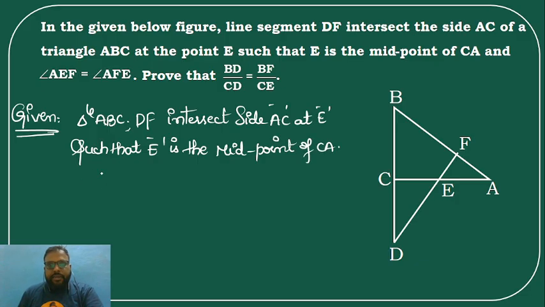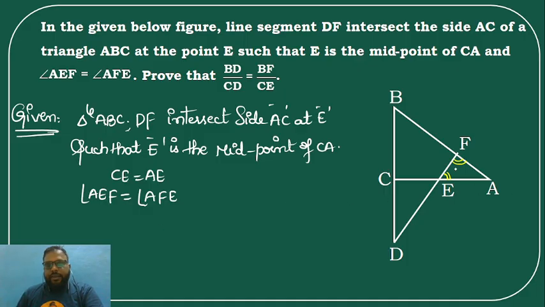So what does that mean? It means that CE is equal to AE, right? And also something else is given for us: angle AEF is equal to angle AFE. You can see in the figure that angle AEF, this part, is equal to angle AFE. So this is also given for us.